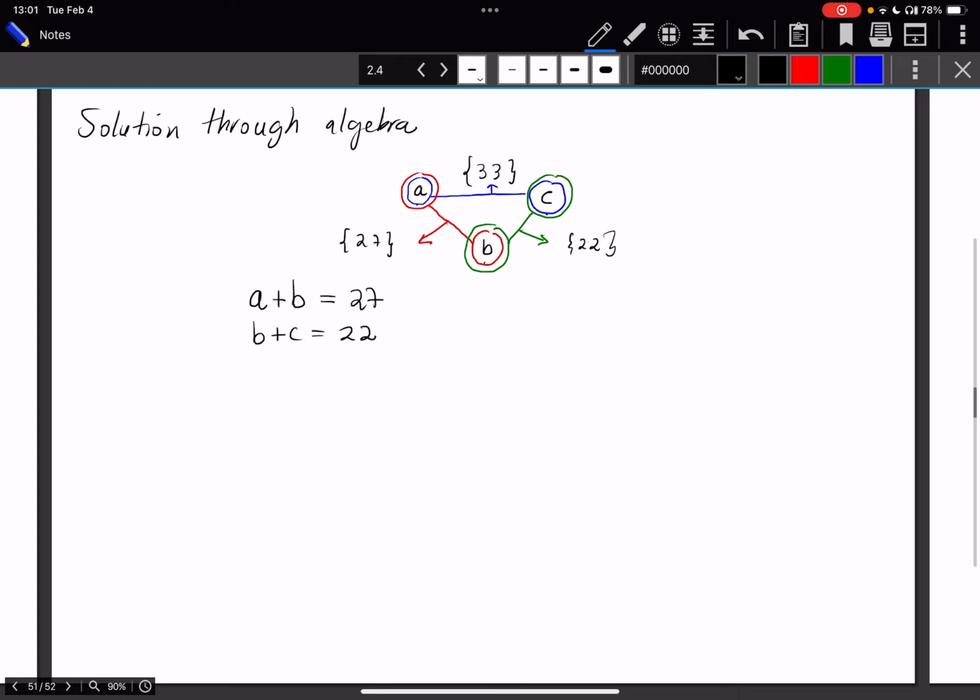A second equation follows from imposing that B and C, the numbers that are adjacent to 22, add up to 22. And finally, we need whatever goes in A and in C to add up to 33. These are all the conditions we need to impose on A, B, and C. And there are 3 conditions in total and 3 unknowns.